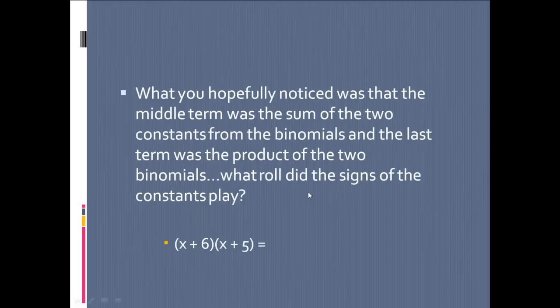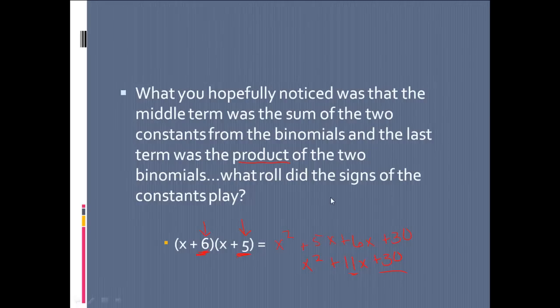Hopefully what you noticed was that the middle term was the sum of the two constants. So if I FOIL this one out, I'm going to have first, outside, inside, last. Well, that simplifies to x squared plus 11x plus 30. And if I look at this middle term, this 11, it's the sum of positive 6 and positive 5. Then, hopefully you noticed that the last term was the product of the two. So positive 6 times positive 5 gives me positive 30.